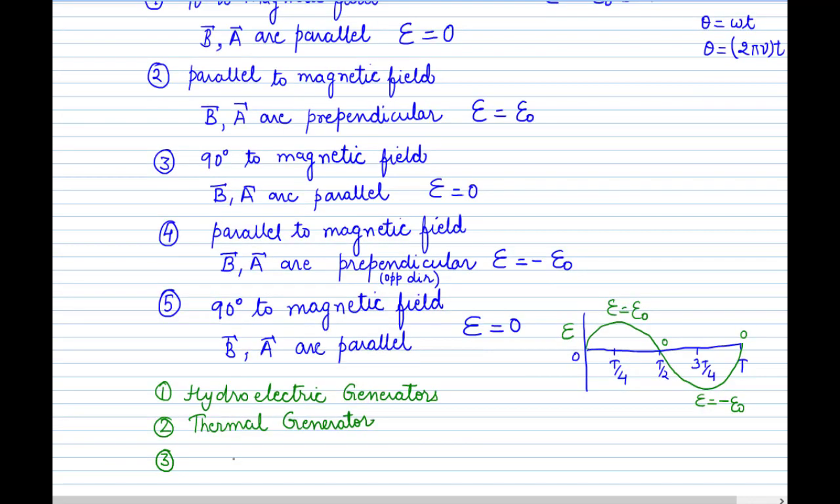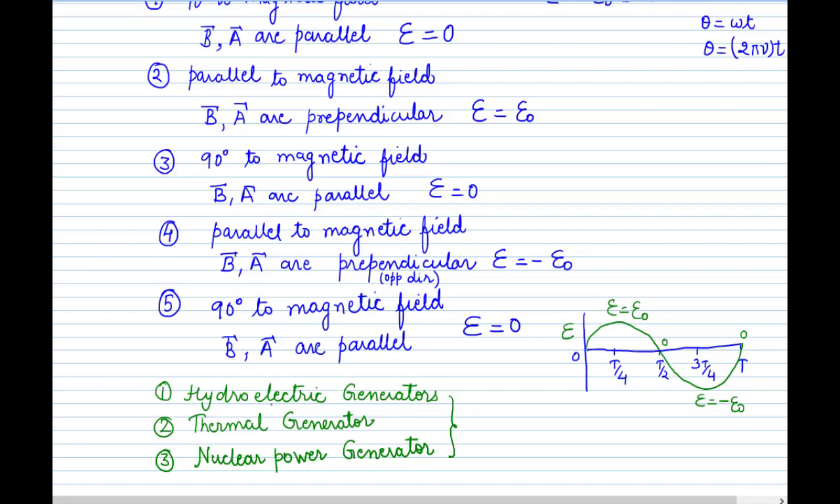And other times we use some nuclear fuel. So if you are using a nuclear fuel to rotate the armature of an AC generator, then it is known as a nuclear power generator. But it is not generating the nuclear power, it is using the nuclear power to generate the alternating current. So these are the three types of generator which are most commonly known.